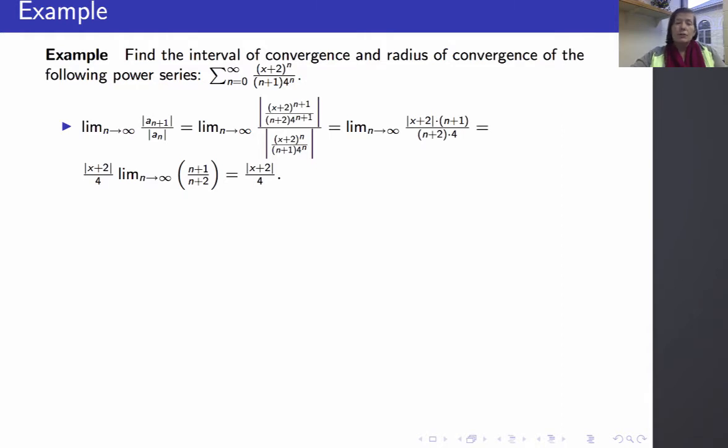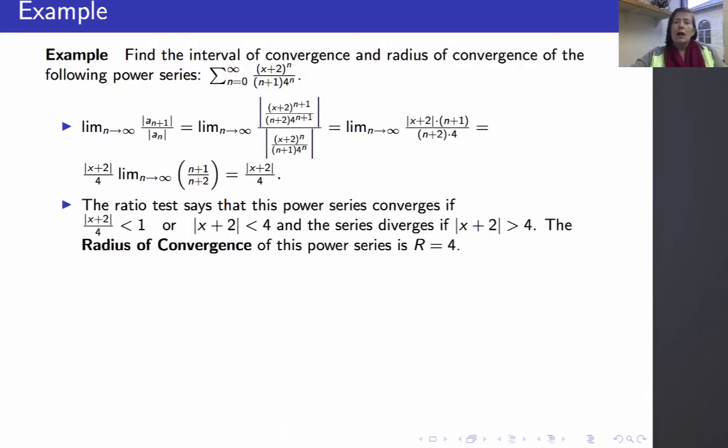So from our ratio test, our conclusion is that this power series converges if the absolute value of x plus 2 over 4 is less than 1, and it diverges if the absolute value of x plus 2 over 4 is greater than 1. And of course, multiplying across by 4, we get that it converges if the absolute value of x plus 2 is less than 4, and it diverges if the absolute value of x plus 2 is greater than 4. So the radius of convergence here is 4.